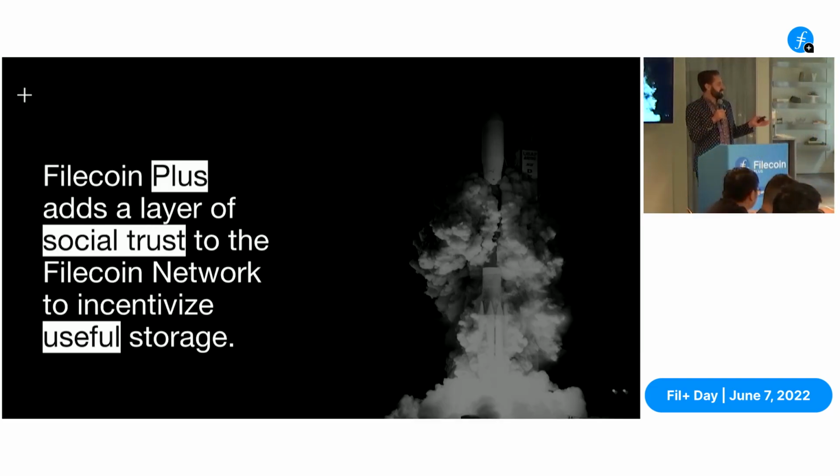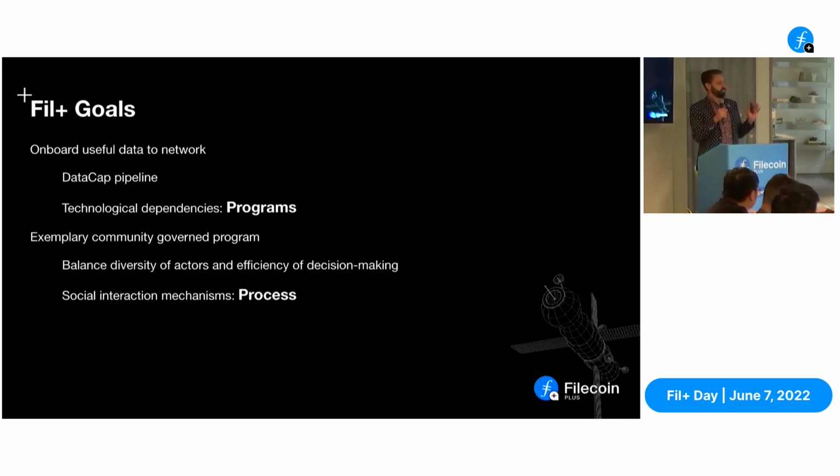Basically, we add a layer of social trust to the network to incentivize useful storage. Again, starting high, elevator pitch. Social trust, useful storage. We want to get useful data on the network. To do that, we have this data cap pipeline that leads into all of our technological dependencies. Those are the programs. Programmatically, how do we do our job? We do it through a community of people. That's the process.